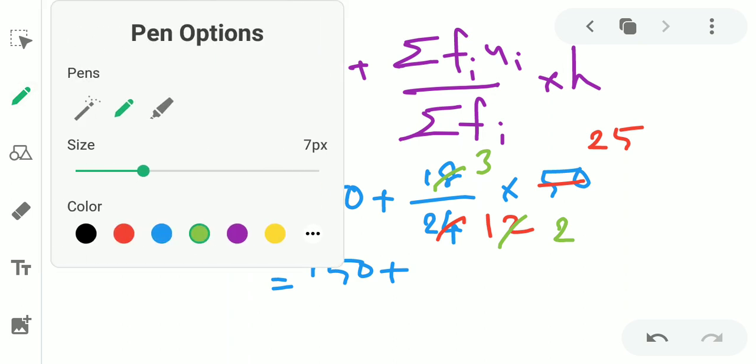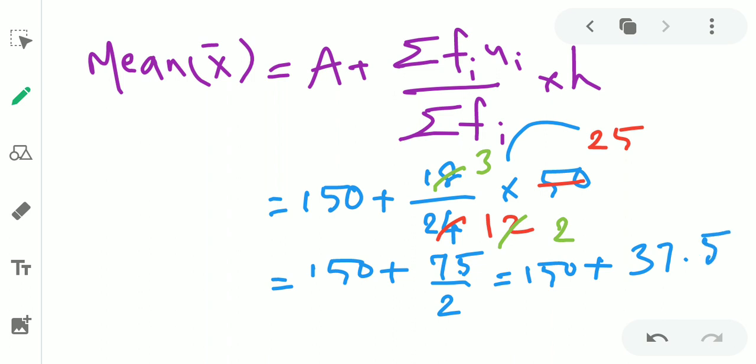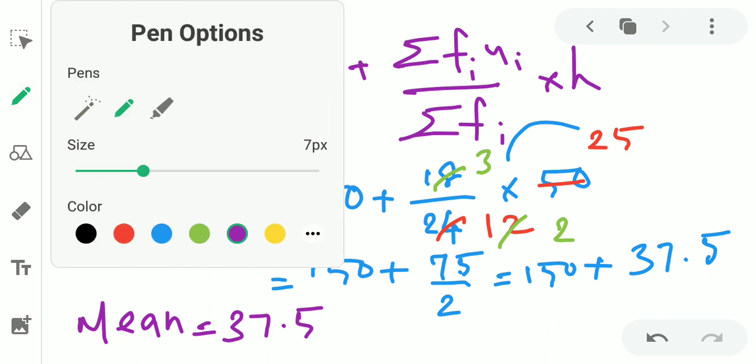So now we need to do that. 3 times 25 is 75 divided by 2. So now we should divide that 75 by 2. So 75 by 2, 2 times 3 is 6, remainder 1, 15 will come. 2 times 7 is 14.5. So you got the value of mean, so mean equal to 37.5. Okay, so finally we have done it.